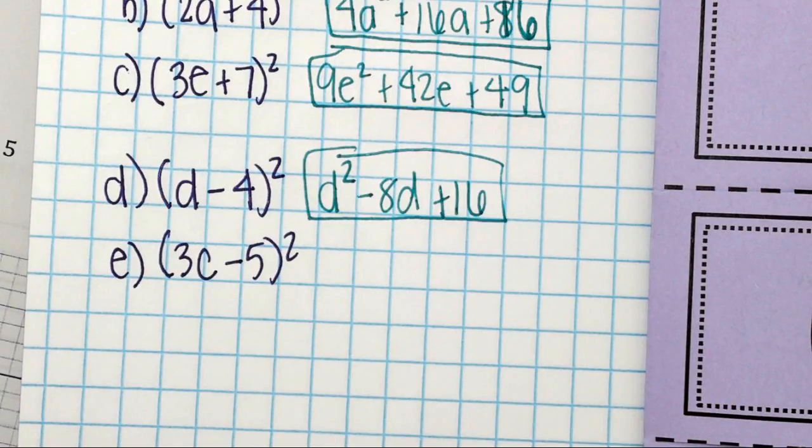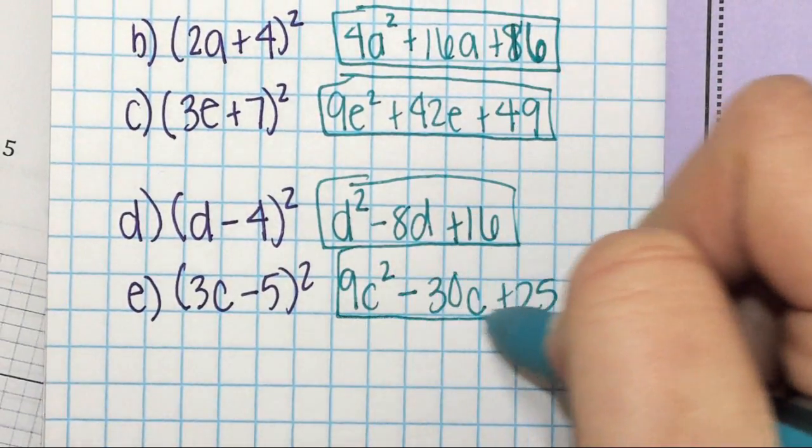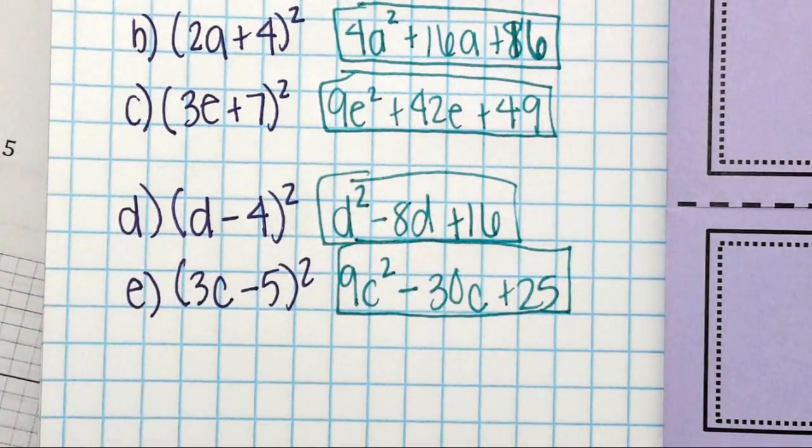Alright, work out E. I got 9C squared minus 30C plus 25. So then we're moving on.